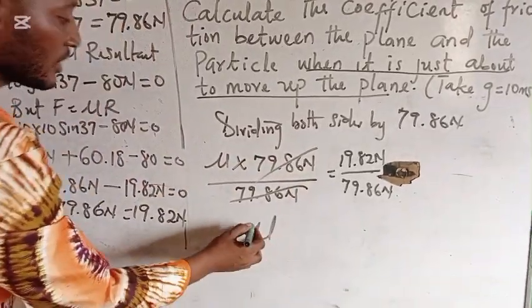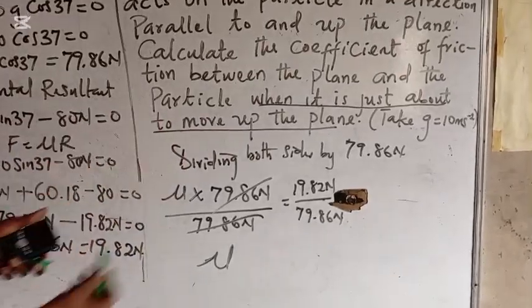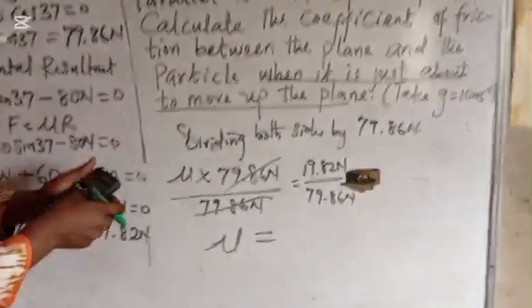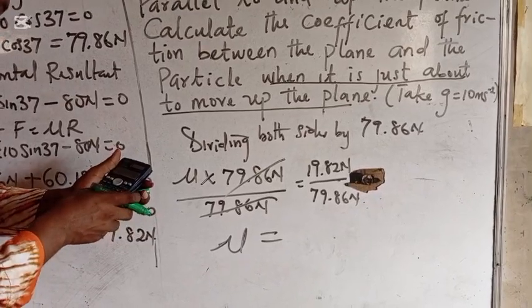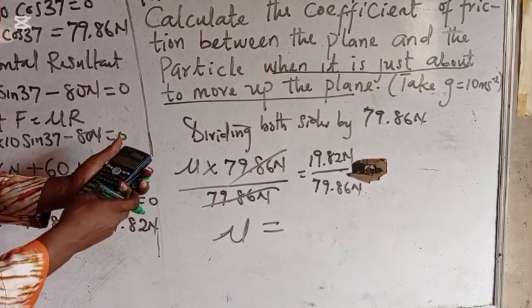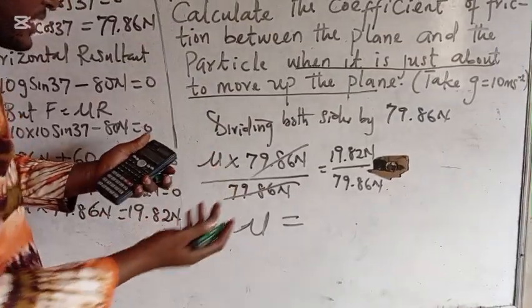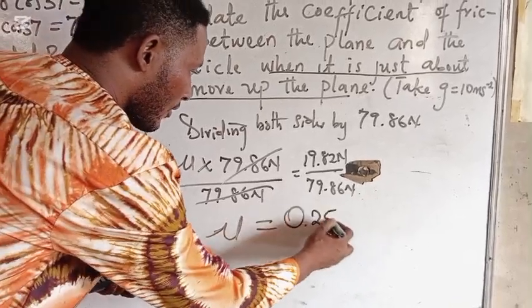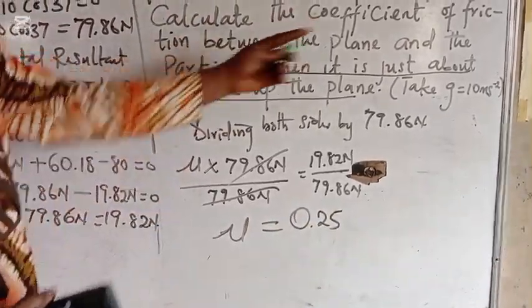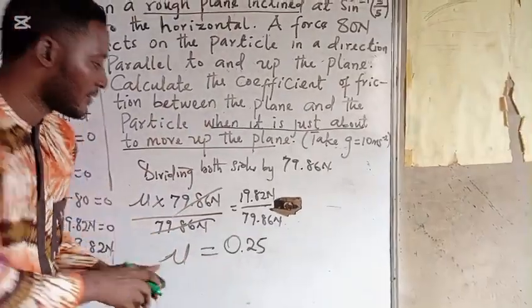We have your mu, which is the coefficient of friction between the plane and the particle required for us to get, to be equal to, if you divide 19.82 by 79.86, we are going to arrive at 0.248, which can be approximately written as 0.25. So in all, we can say that the coefficient of friction between the plane and the particle, when it is just about to move up the plane, is 0.25.